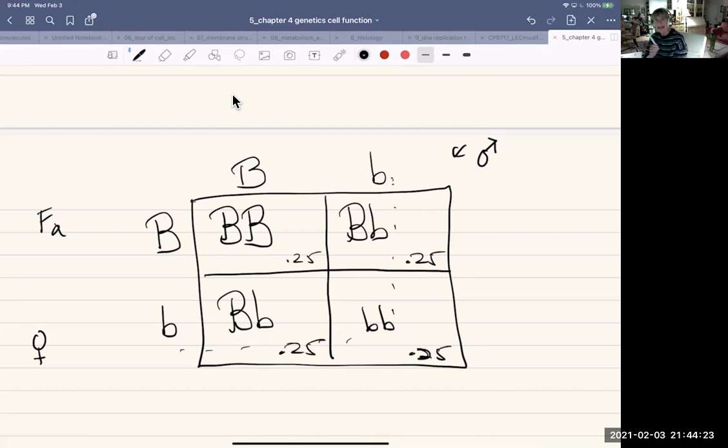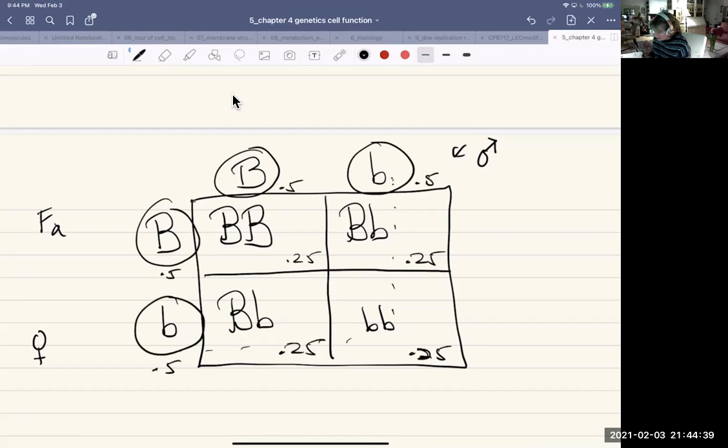0.25. Another way of looking at that is that the probability of getting this B was 0.5. The probability of getting this B was 0.5. This is during meiosis. Probability of that one was also 0.5 on the mom side. The probability of that one was 0.5. So how do you get this probability any other way? You just multiply these together. 0.5 times 0.5 is 0.25. So the probability of getting an offspring with the big B is 0.25. The little b is 0.25.